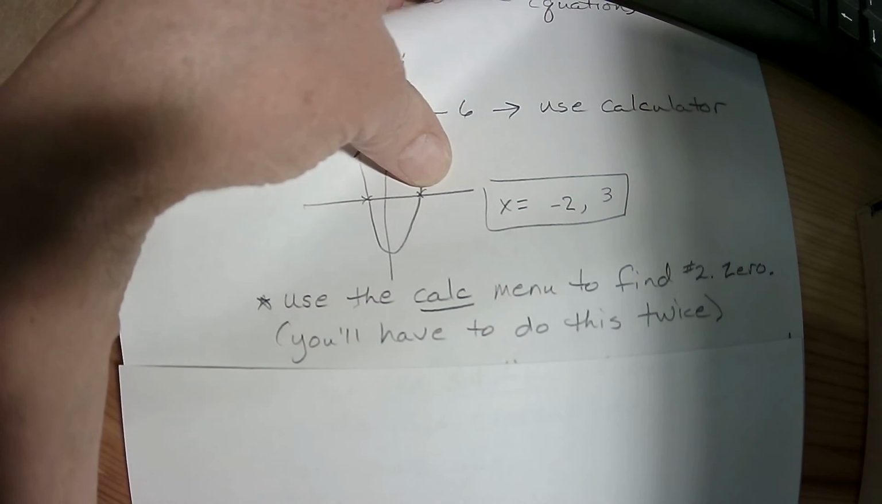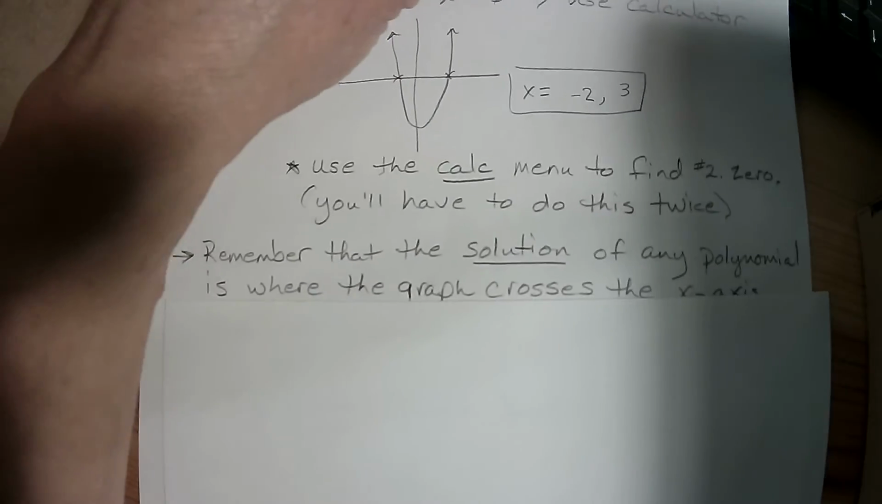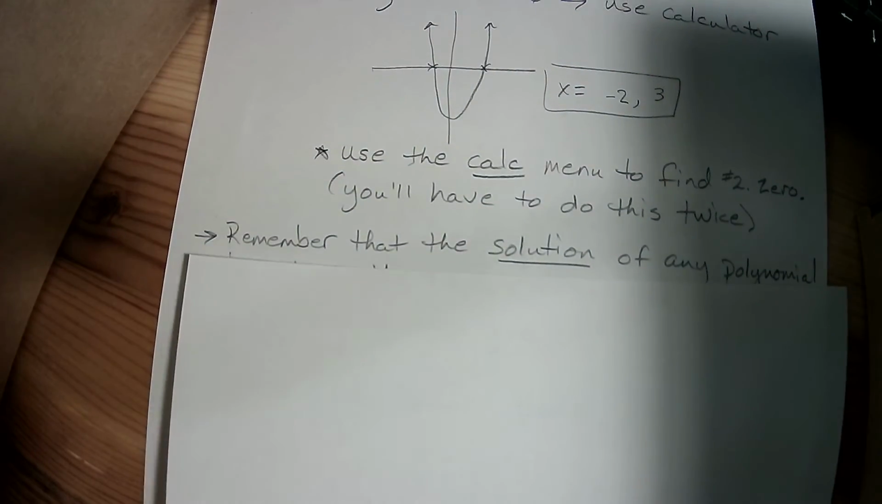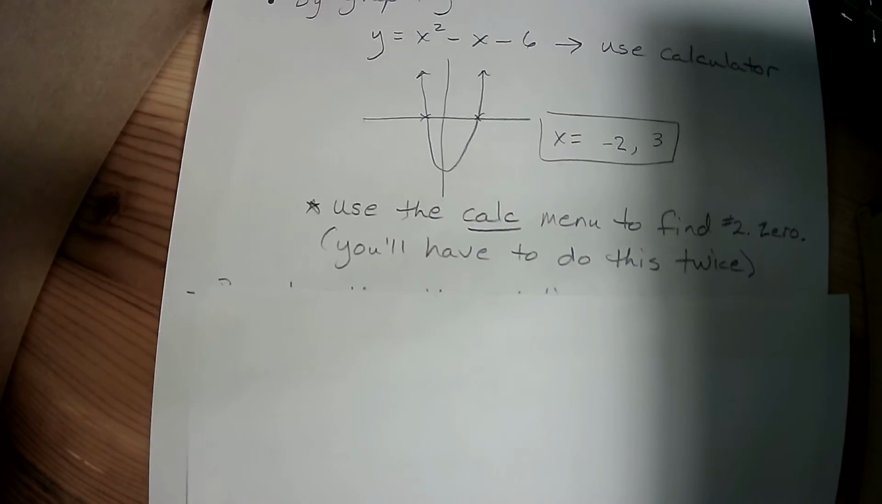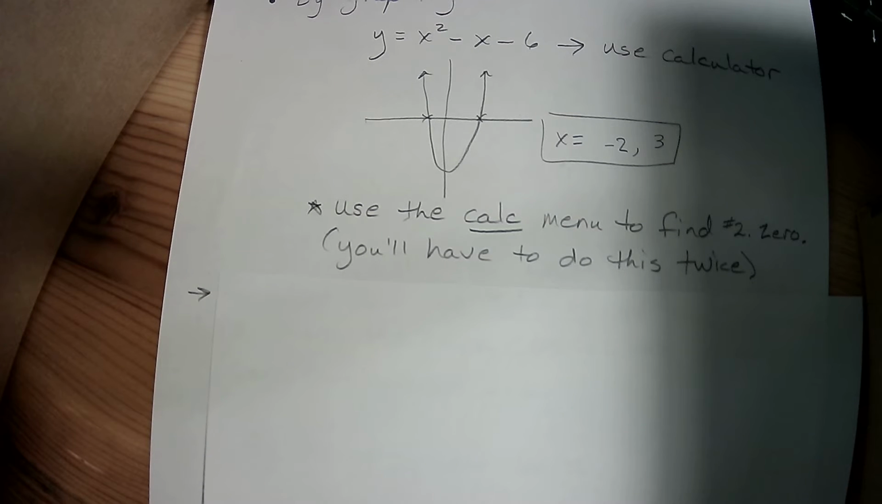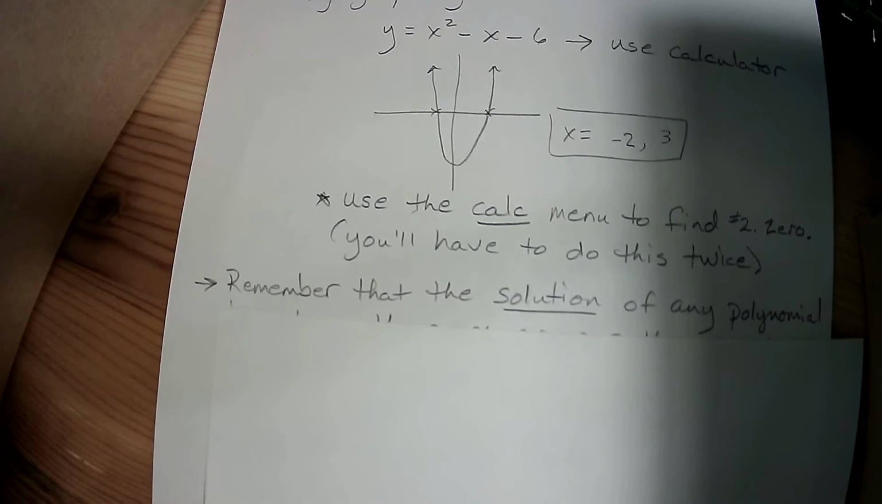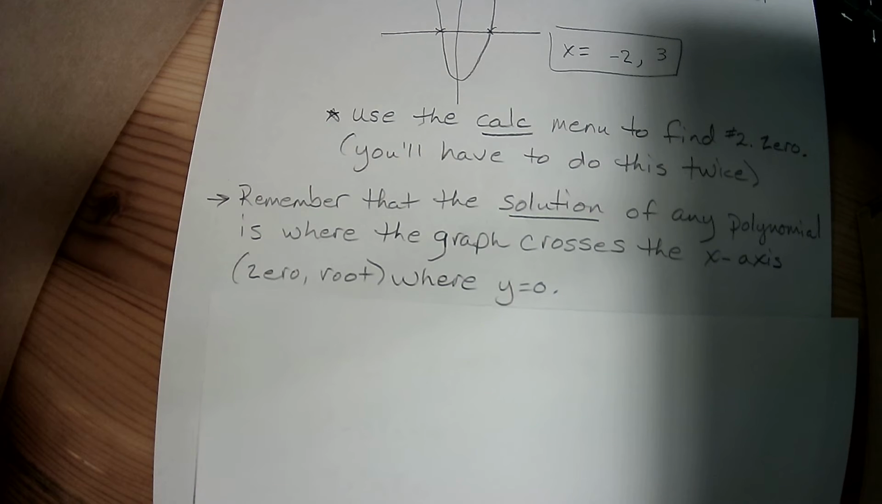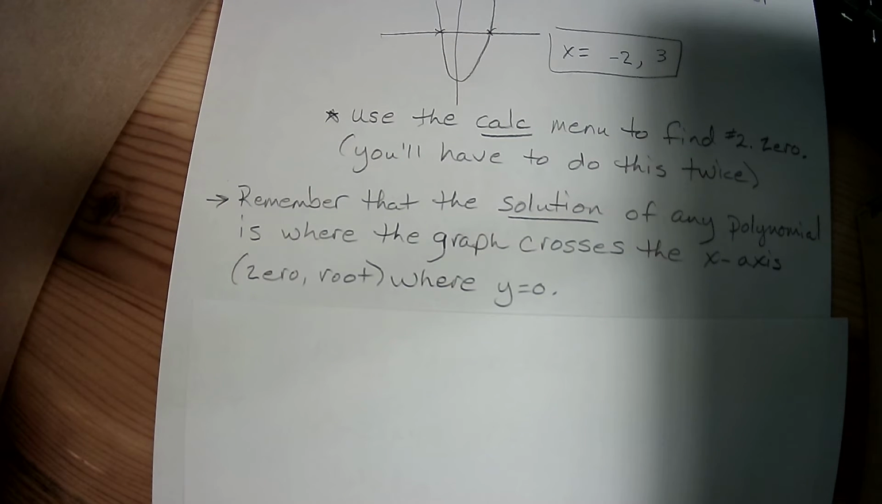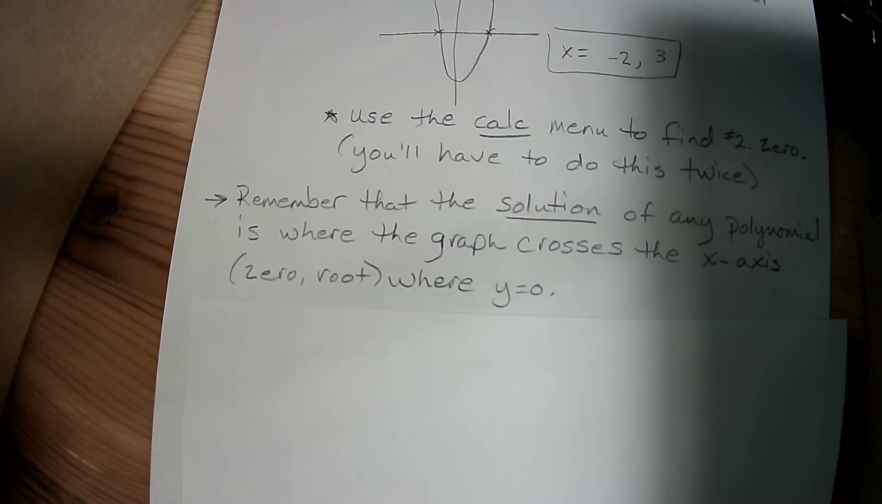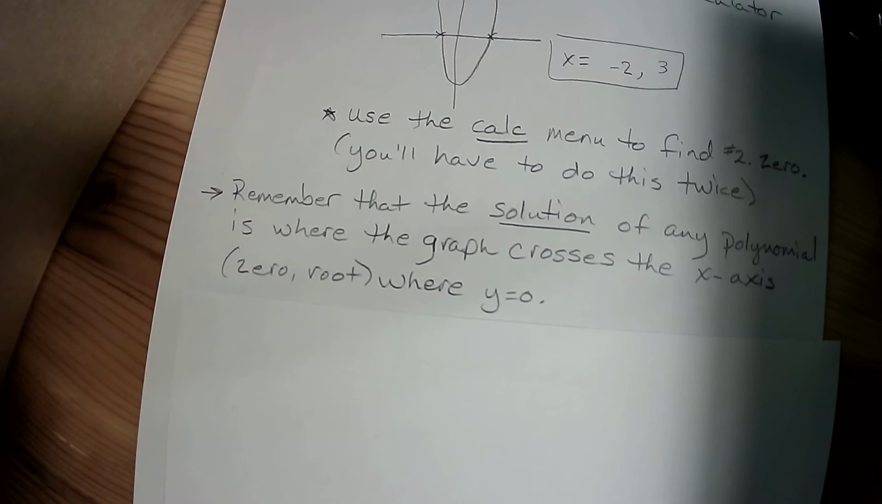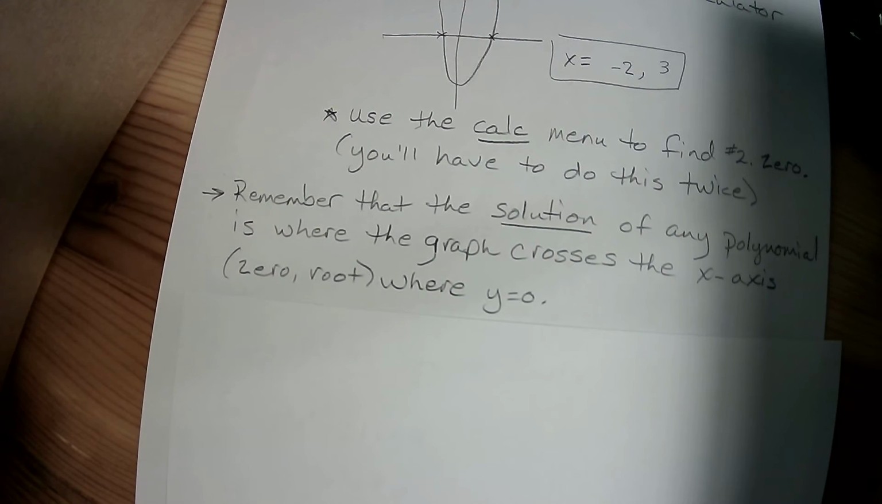Remember, you're going to use the calc menu to find the zeros, which is number 2 option, and you're going to have to do that twice because there's 2 solutions. And again, the solution of any polynomial is where the graph crosses the x-axis. In other words, where y is equal to 0.